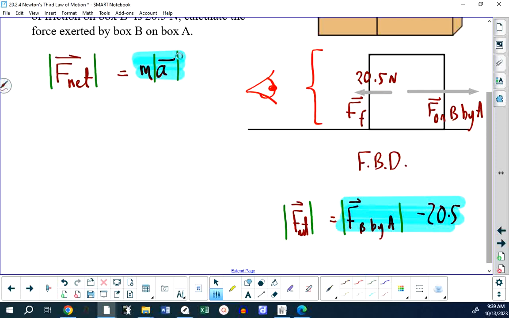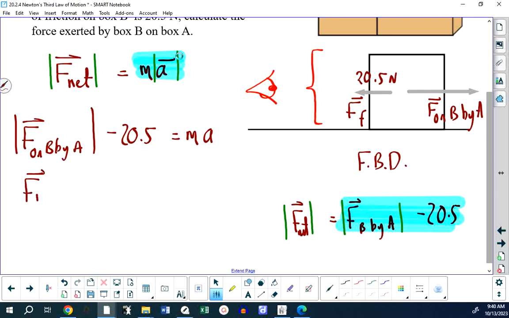So when I add the forces to get this unknown force on B by A, I hate having to write this, but I think it's important that you understand which force it is. Minus the 20.5 will equal ma. And this is not maybe exactly how we would have done it yesterday. I think yesterday we would have calculated ma and said this is the net force and gone from there. But I can put the numbers in now. This force on B by A, another way I could abbreviate it, is going to be equal to ma.